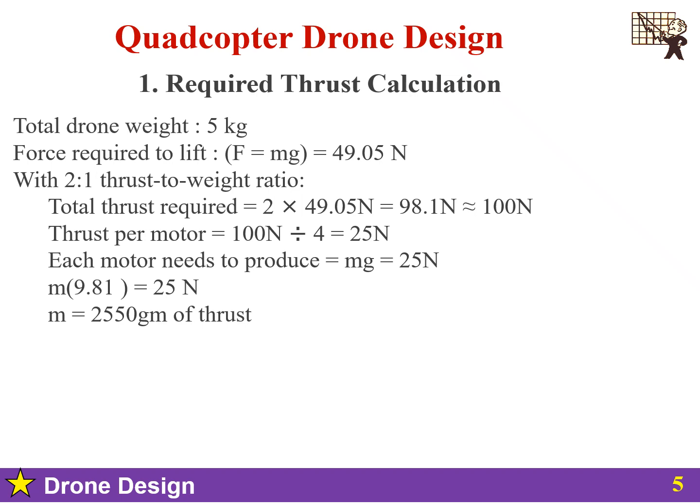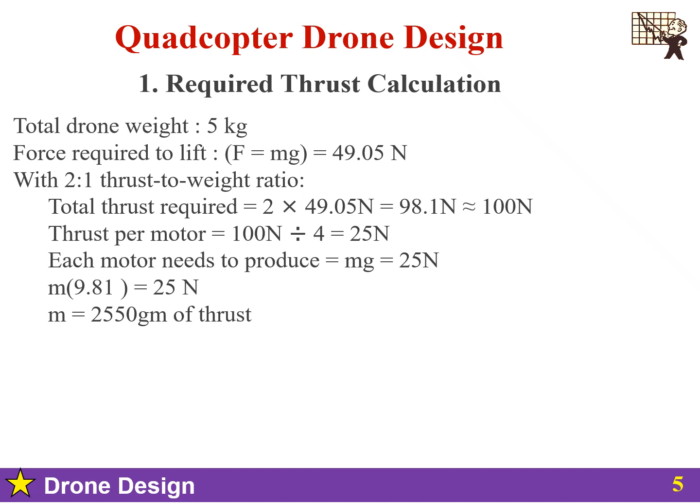So we go for the required thrust calculation. Our systematic approach continues, but notice how the numbers reveal the scale of engineering challenges we are addressing. Total drone weight is 5 kg. Force required to lift is equal to mass times gravity, that is mg, equal to 5 kg times 9.81, that is equal to 49.05 newtons.